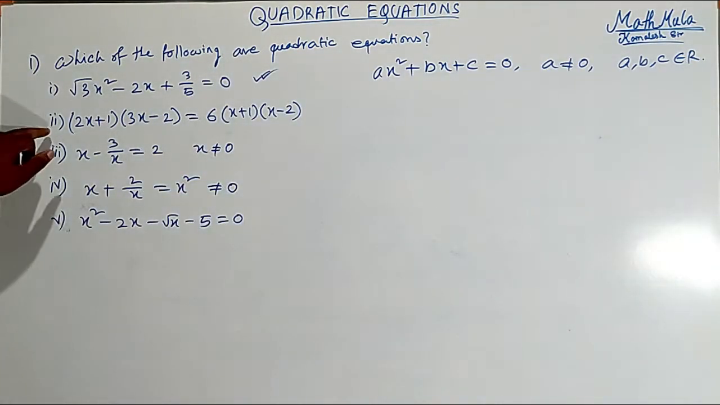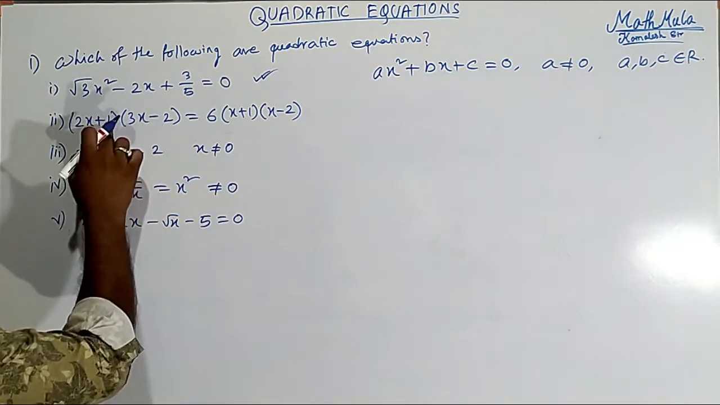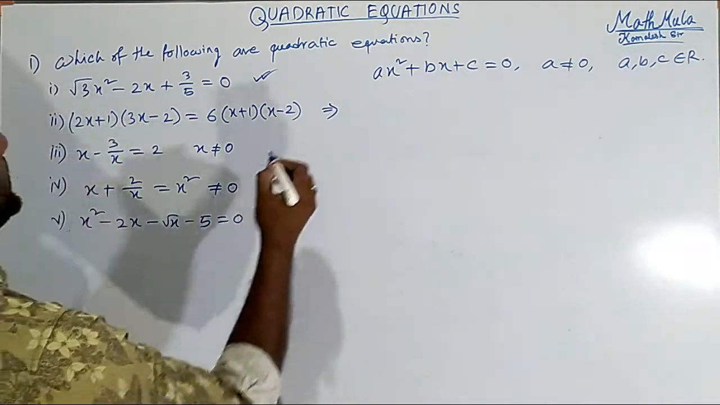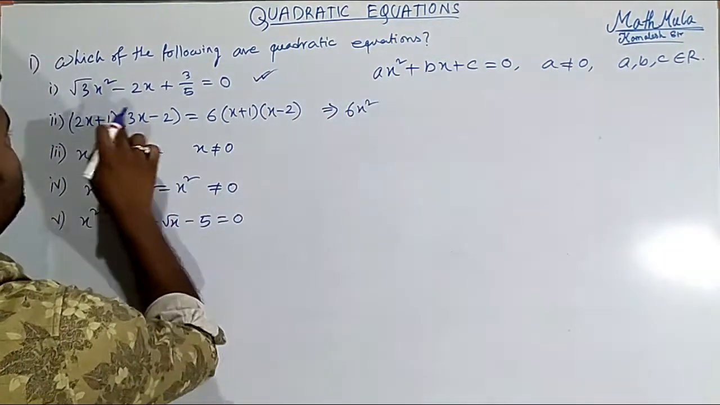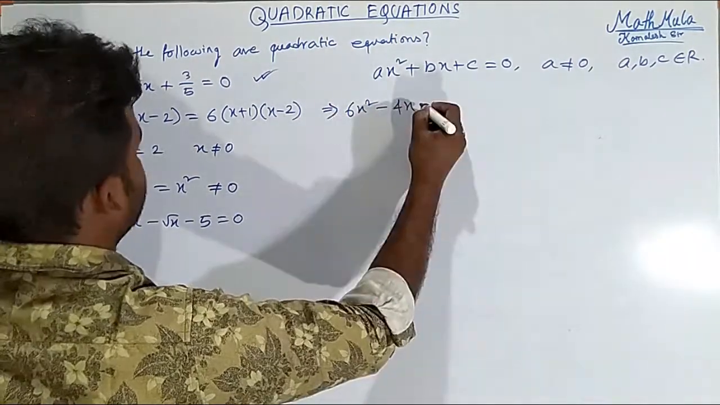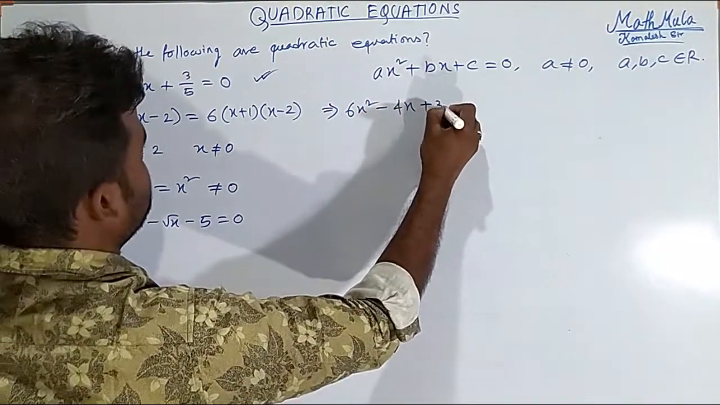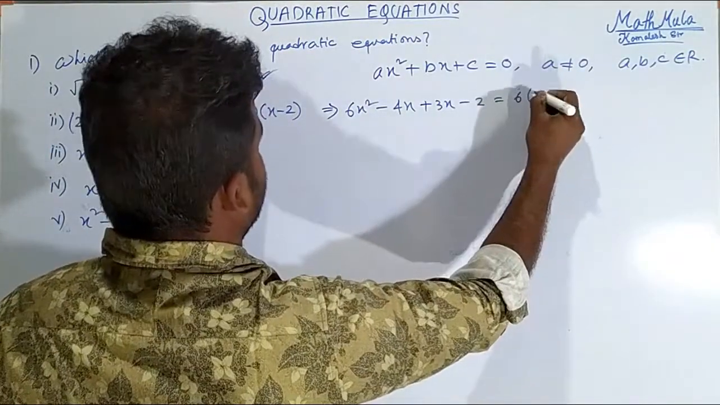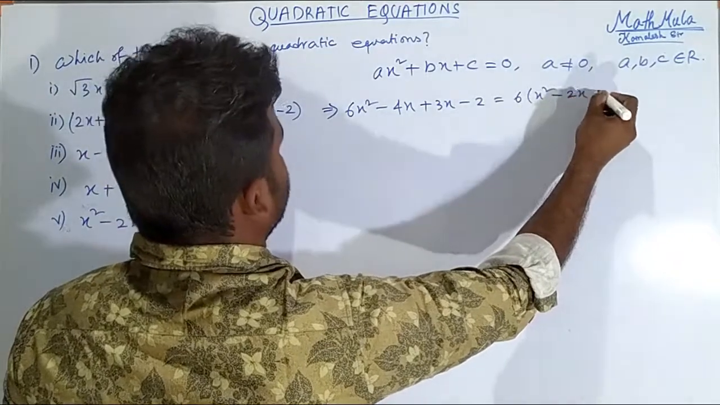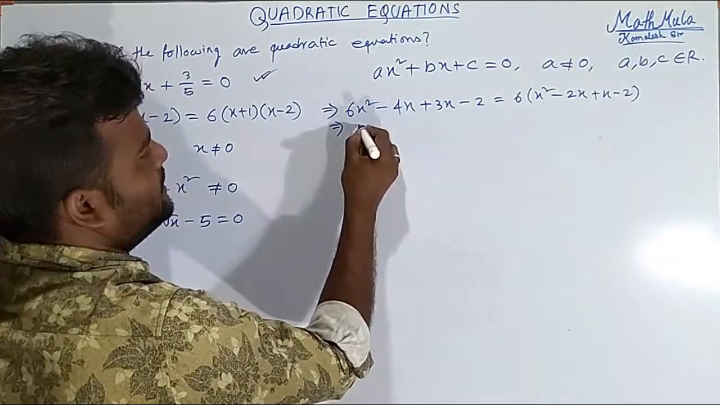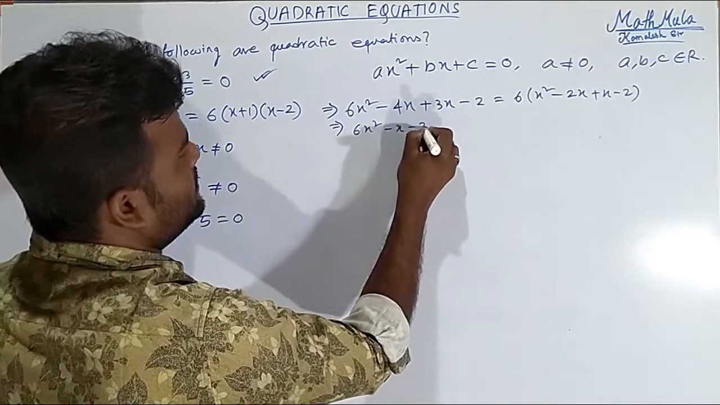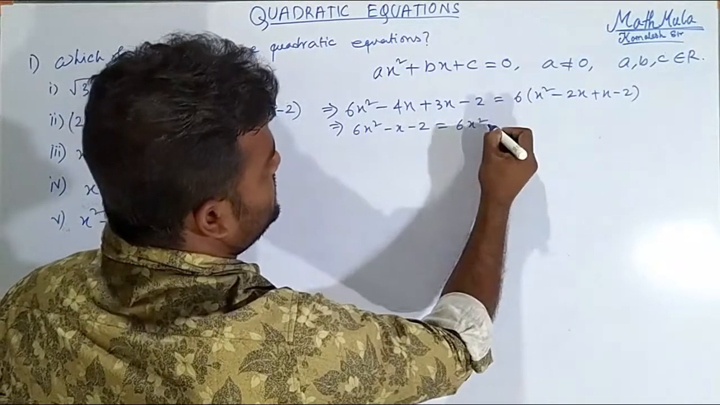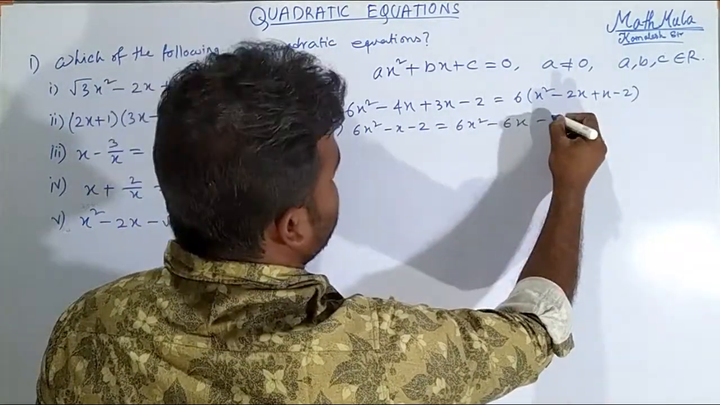Okay. Now for sum number 2. Now solve this sum removing the bracket and make it the simplest form. That is 2x into 3x, that is 6x square, 2x into minus 2, that is minus 4x, 3x into 1, that is plus 3x, then minus 2 is equal to, from this side, 6x square minus 2x plus x minus 2. Then we get 6x square, and this is minus x minus 2 is equal to, now solve this.